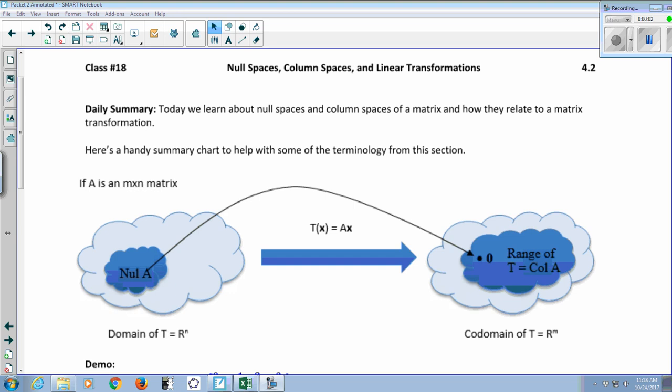All right, so we're going to learn about null spaces and column spaces of a matrix and how they relate to a matrix transformation. Here's a handy summary to help with some of the terminology of this section. You'll notice that the picture on the screen is a little different from the picture in your notes. What is different?